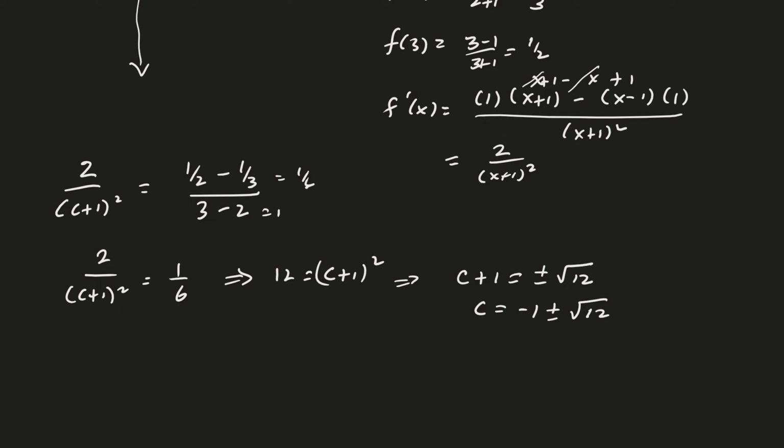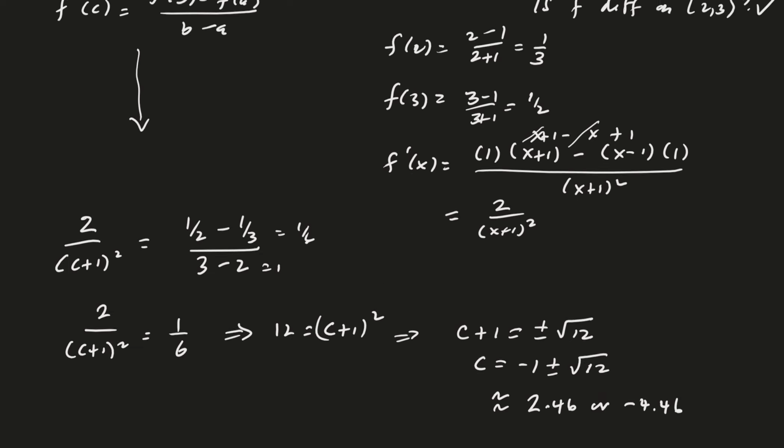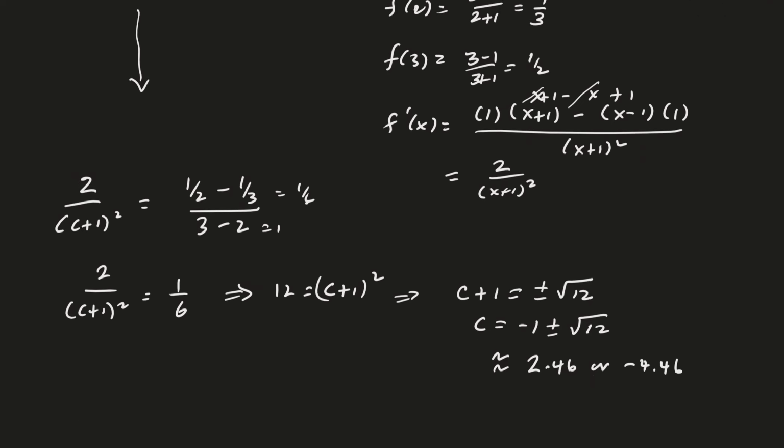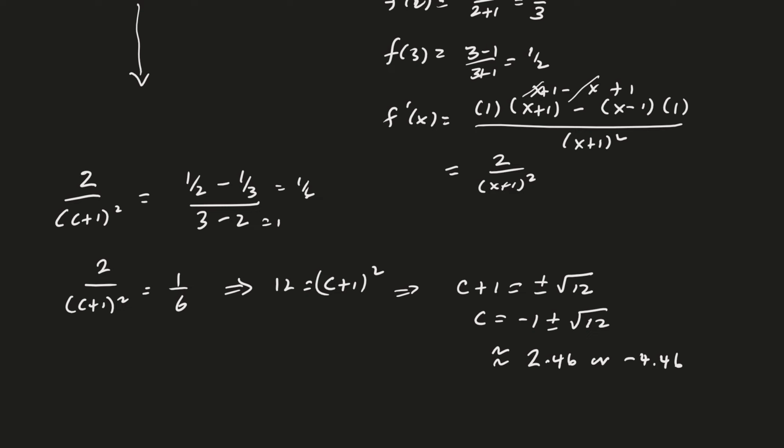So if I plug these into my calculator, I see that c is approximately 2.46 or minus 4.46. Right? And now if I look at my interval, the interval was 2 to 3. So therefore, one of these is not the c. The c value then is going to be approximately 2.46. Very good. All right. So I'll pause for a second and we will write down the next problem.